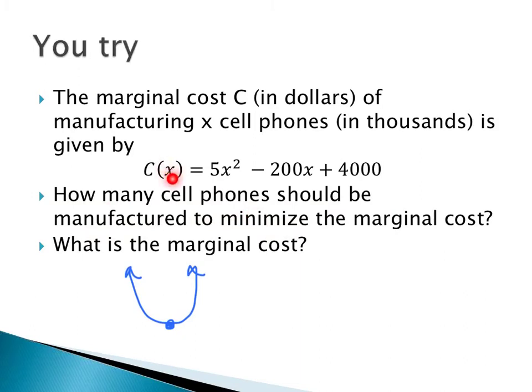Well, x is the number of cell phones being manufactured, and the marginal cost is that y value here, C of x. That is a minimum here, so it makes sense that here we find that minimum value. So if that was part of your difficulty, pause the video again and then keep moving. See if you can find that number of cell phones and what that marginal cost is that they've been able to minimize.